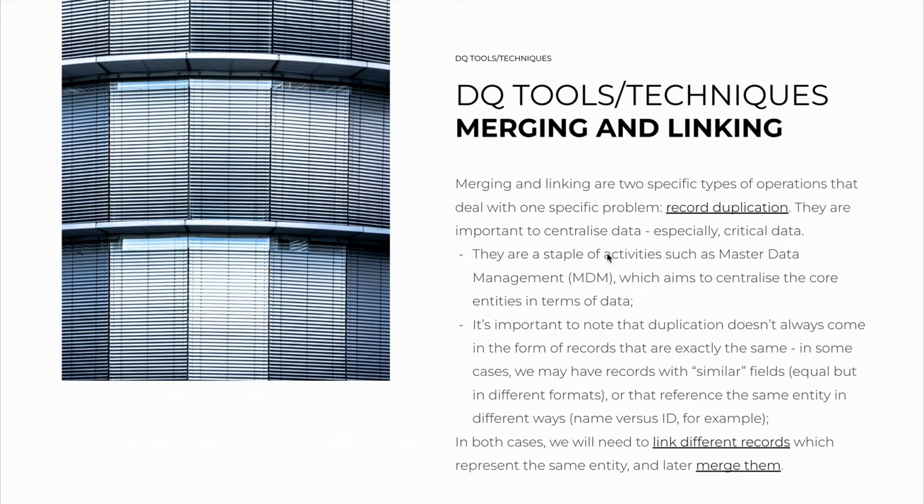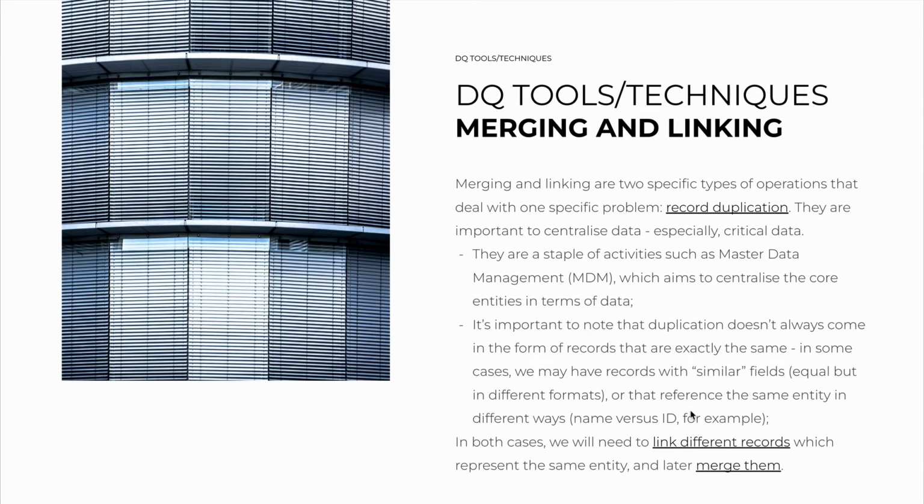These are a staple of activities such as master data management, or MDM, which aims to centralize the core entities in terms of data. So removing duplicates and merging different records that contain parts of the same entity is crucial for this. It's important to note here that duplication doesn't always come in the form of records that have exactly the same content. In some cases, we may have records with similar fields that are equal but in different formats, or that reference the same entity in different ways, such as name versus ID, for example.